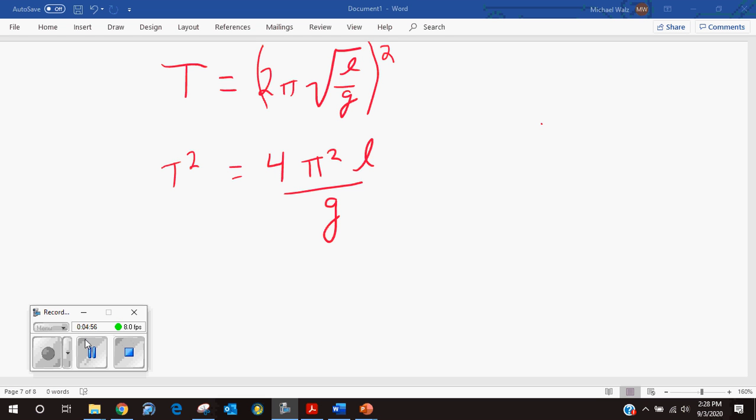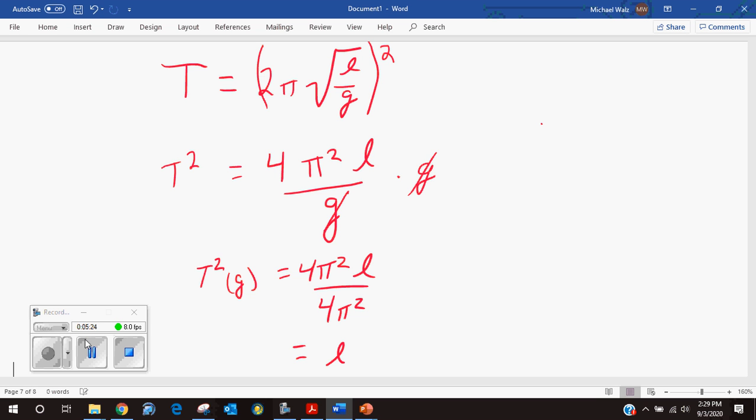Okay, so we're still trying to get L alone, so now we can do what you guys are saying. Multiply by little g, right? To get that out of the denominator. Do you agree? So t squared times little g is equal to 4 pi squared times L. And then you said to divide by 4 pi squared. So the length of the pendulum should be equal to t squared times little g all over 4 pi squared.